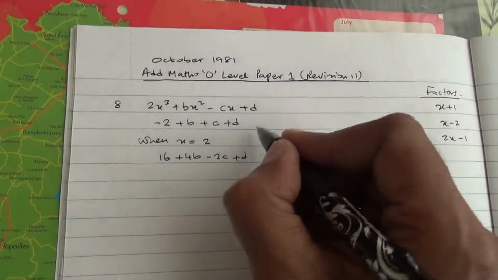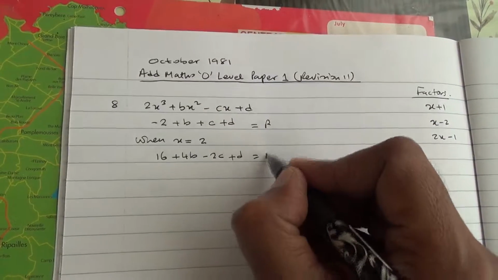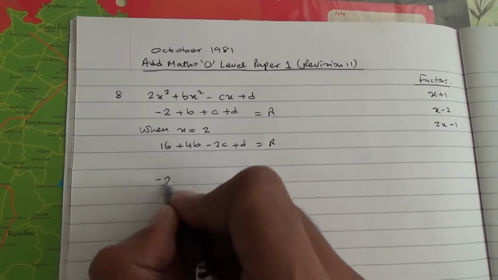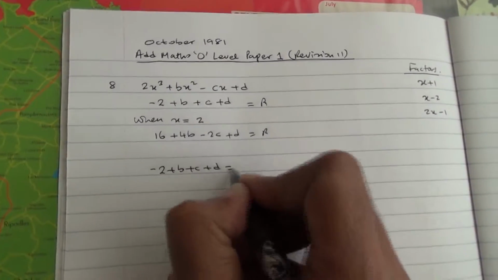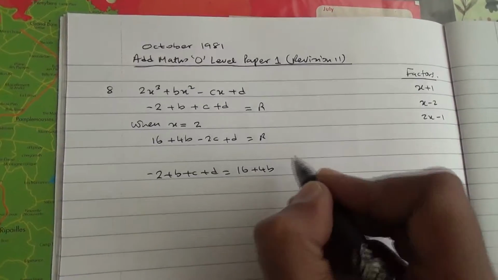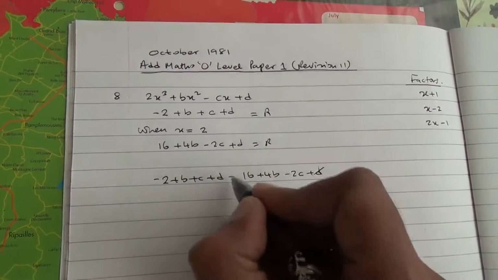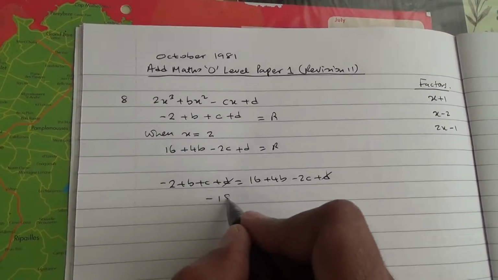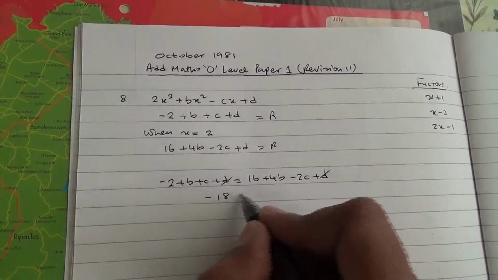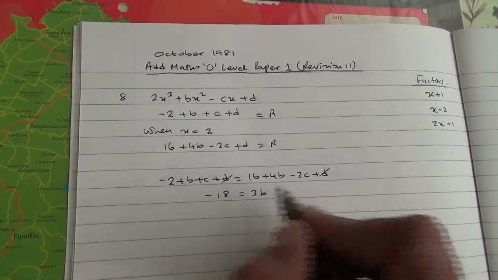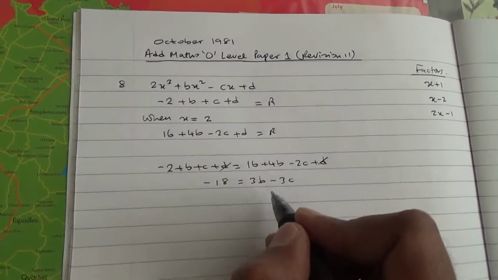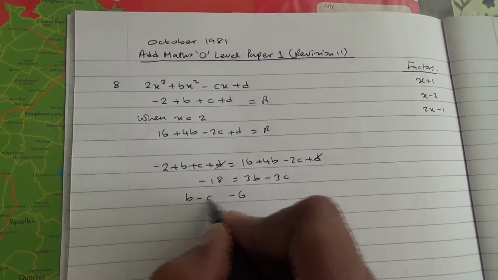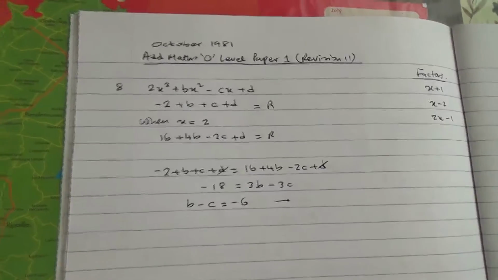Now remember, these two, they leave the same remainder. That means all the expression here can equal to all of that. We can equate these two expressions. So minus 2 plus b plus c plus d is equal to 16 plus 4b minus 2c plus d. The d and d cancels out. Minus 16 comes on this side, becomes minus 16 minus 2 is minus 18. Okay, 4b minus b is going to be 3b. Minus 2c minus c is going to be minus 3c. All of that can be divided by 3. So you got minus 6. And divide this by 3, you got b minus c is equal to minus 6. And this is your first equation.